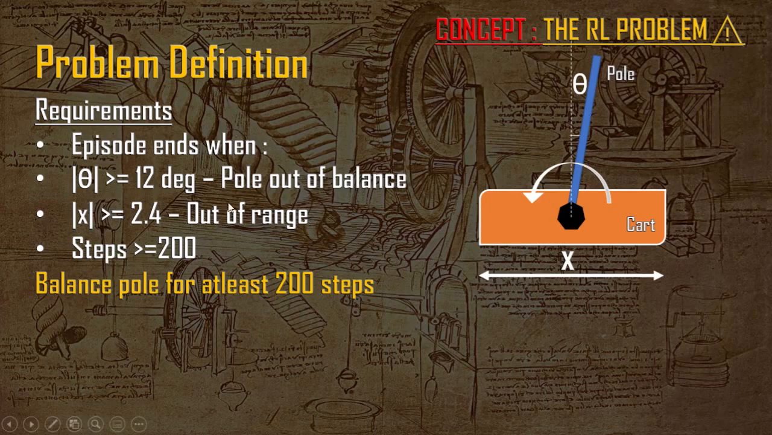Now, what do I mean by out of range, and what does episode mean? These things are very basic, and I'll be going through the fundamentals of reinforcement learning and defining the problem so that this whole requirement set actually makes some sense. Till now, does anyone have any question?